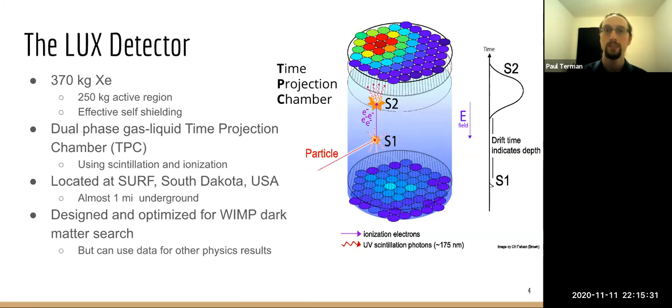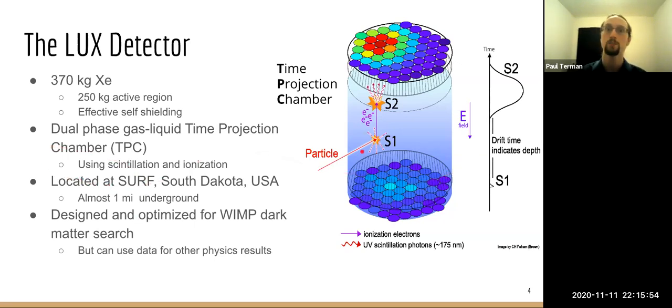The LUX detector is actually a retired detector filled with over 300 kilograms of xenon. It's a dual-phase time projection chamber, a TPC. What that means is that a particle comes in, smacks into the liquid xenon. We're going to see an initial burst of light. That's going to be our S1 signal.